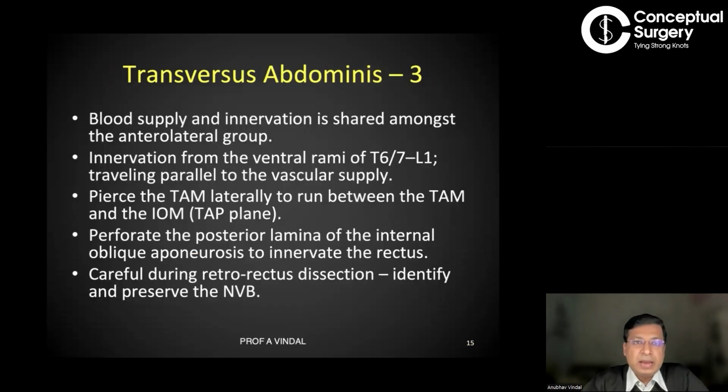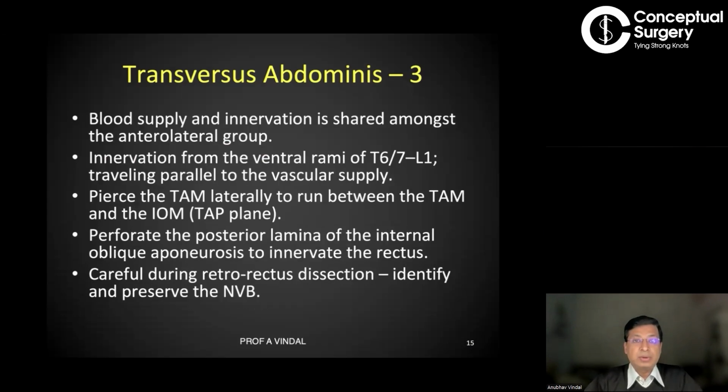The blood supply of transversus abdominis is the same as the other two muscles, that is external oblique and the internal oblique. The innervation is from the ventral rami of T6-7 to L1, and the vascular supply is again from the intercostal arteries and the deep muscular branches of the inferior epigastric artery.